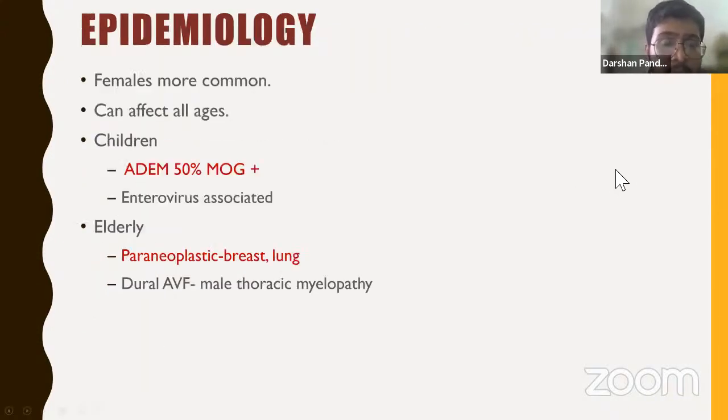Epidemiology wise, females are more commonly affected. It can affect all ages. In children, ADEM is common and 50% are MOG positive in ADEM. Enterovirus associated flaccid myelitis outbreaks are common in children. In the elderly, paraneoplastic myelopathies, particularly associated with breast and lung carcinoma, are common. Dural AV fistula with thoracic myelopathy is quite common in males.